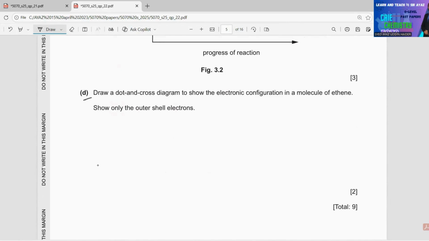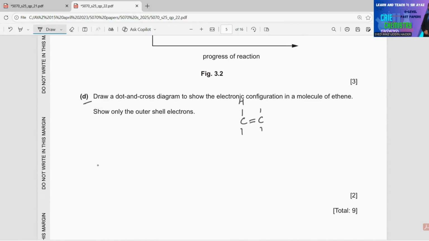D, draw a dot and cross diagram to show the electronic configuration in a molecule of ethene. Show only the outer shell electrons. For your convenience, I'm going to draw the display formula of ethene on the right hand side. So this is ethene here, C double bond C, and we have H here. Remember to show key on the right hand side of the screen. We have space on the right hand side, so we have key.